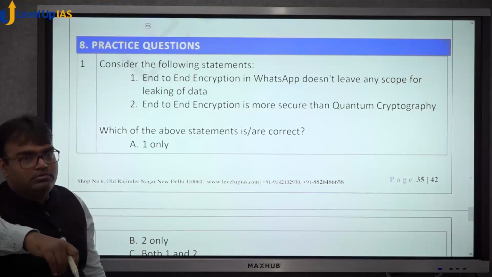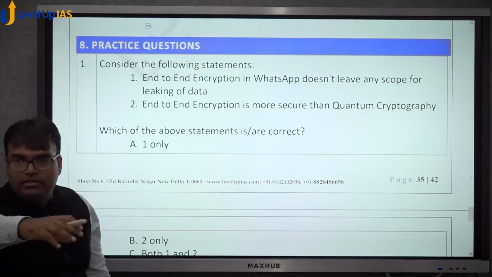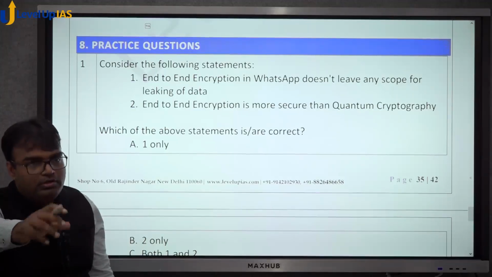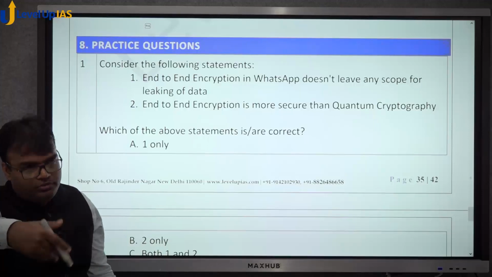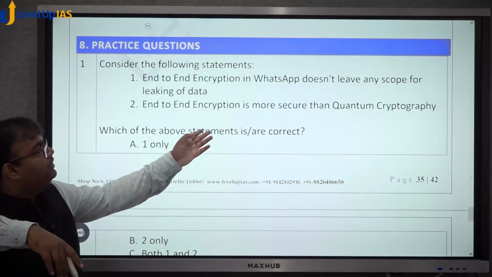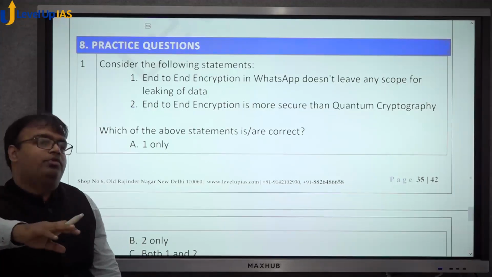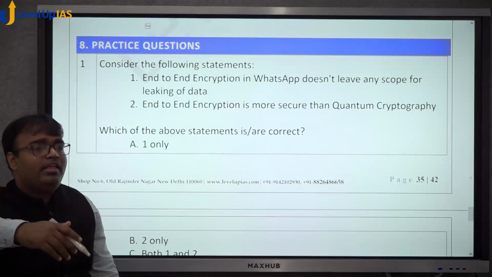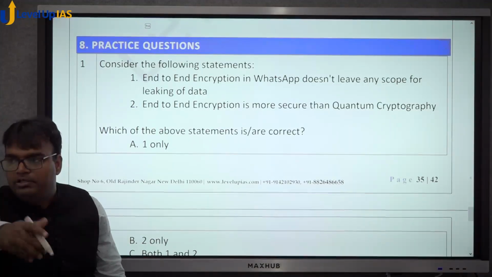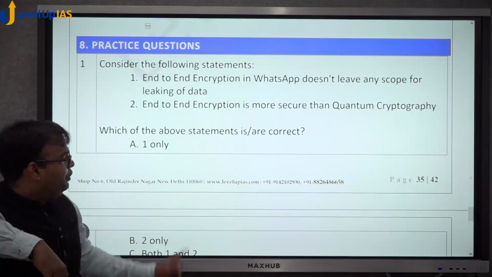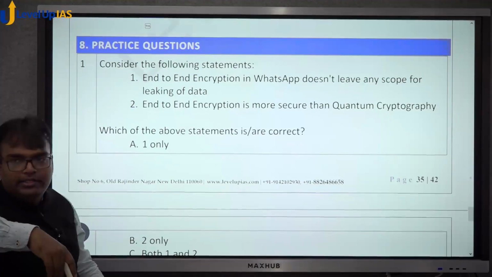It's a very, I think, extreme statement. We have seen end-to-end encryption maybe when someone hacks into your device, on Google Drive, you can get it. And end-to-end encryption is more secure than quantum cryptography? No. Quantum cryptography is the most secure one. End-to-end encryption may be using public key cryptography. Right now it is using public key cryptography. It's not secure enough. So here answer would be D. Answer would be both incorrect.